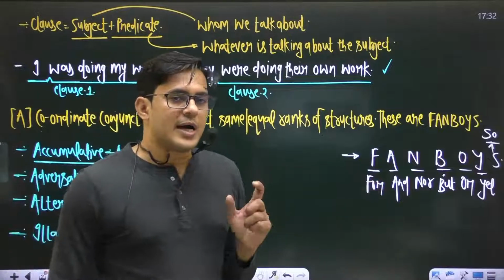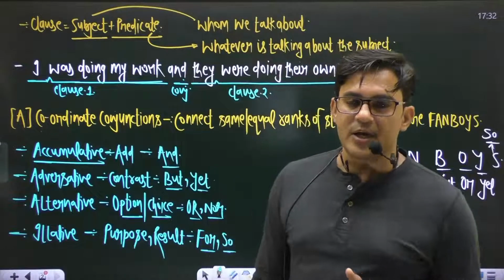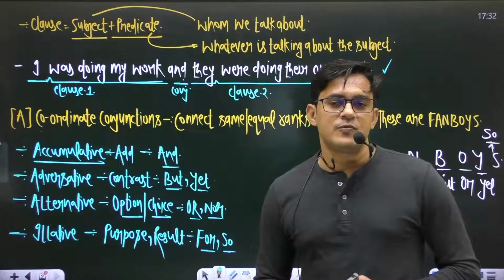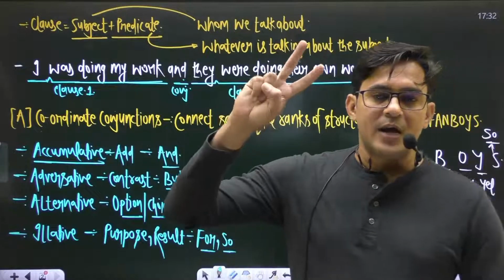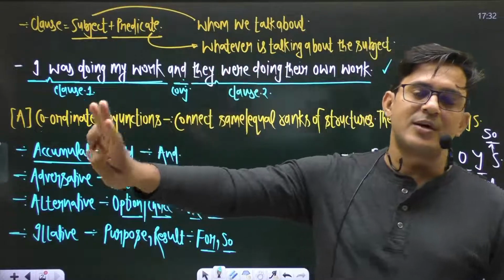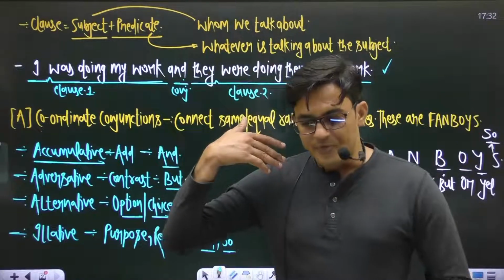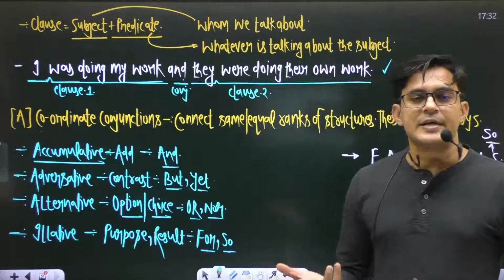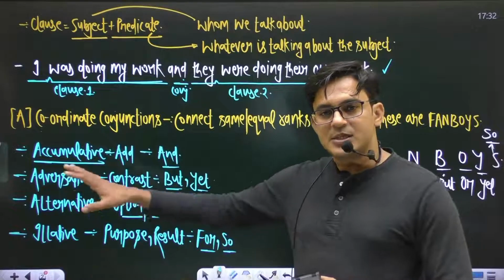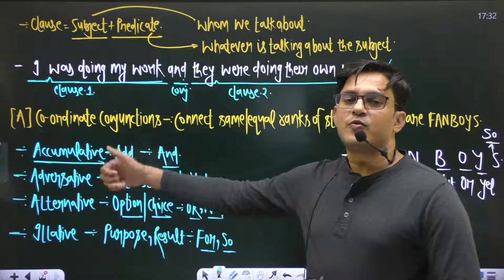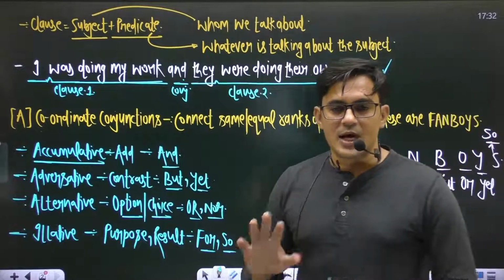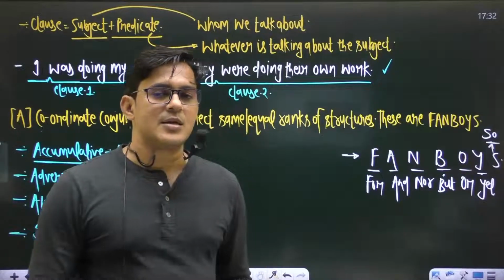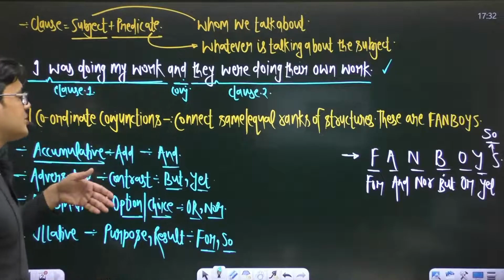You know the acronym, FANBOYS is the acronym. And if you further divide these coordinate conjunctions, you will find the first is accumulative, then adversative, the third is alternative conjunctions, and the fourth is elative conjunctions. These are the further division of coordinate conjunctions, FANBOYS. I hope you are getting my point. So let us move forward and learn how coordinate conjunctions work.